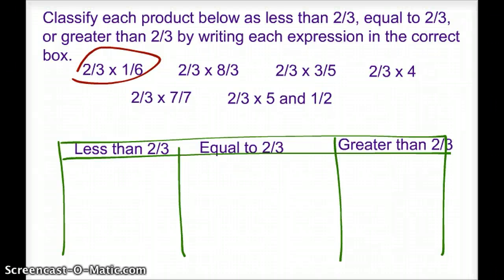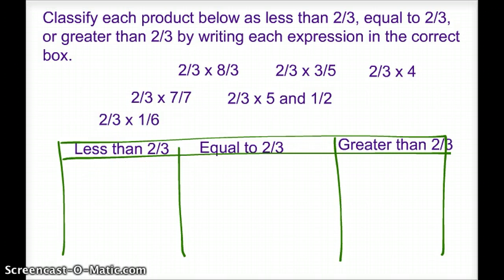2/3 times 1/6. We're multiplying 2/3 by a fraction here. 1/6 is a fraction. So remember, when you multiply by a fraction, it's going to make your answer smaller.